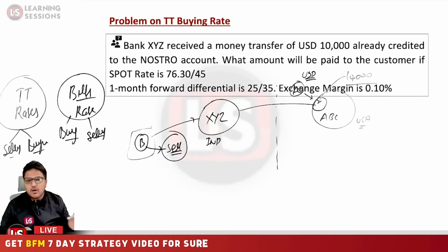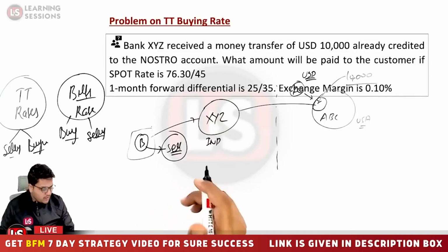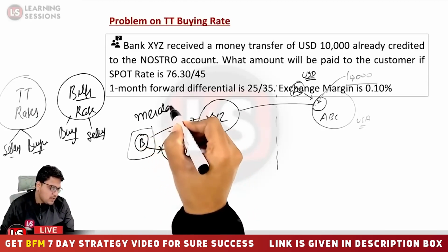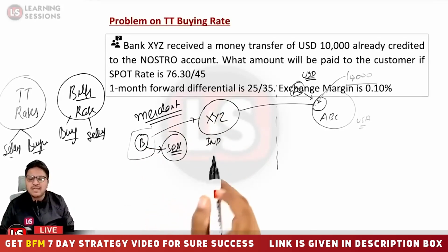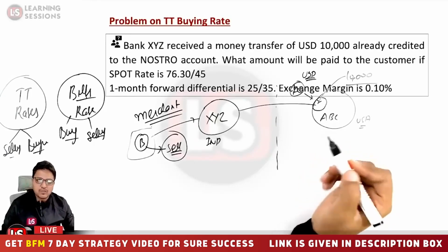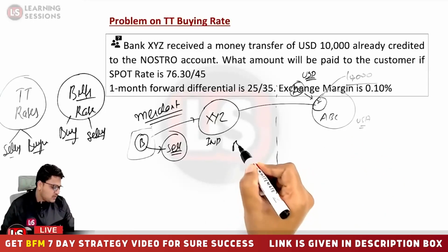Now what rate shall be quoted? Will it be the buying rate or the selling rate? It is a merchant rate which is applicable because you are dealing with the customer over here. Since B wants to sell the USDs, we will be quoting the buying rate. We already saw that it was a TT rate which was applicable, and the buying rate is to be quoted.